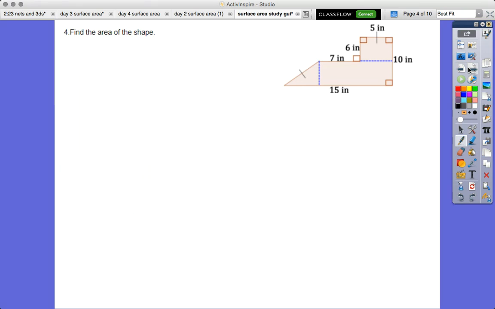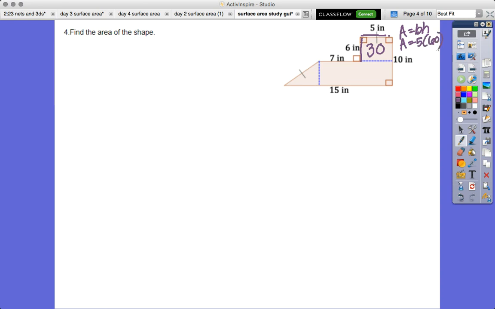Now number 4, we're finding the area of this composite shape. I think it's going to be easier if we find it of this top square first. We know the base is 5 and the height is 6, so 5 times 6 gives me 30. Let me write that a little bit clearer. So we get 30. We did that by saying area equals base times height, and 5 times 6 gave me 30.